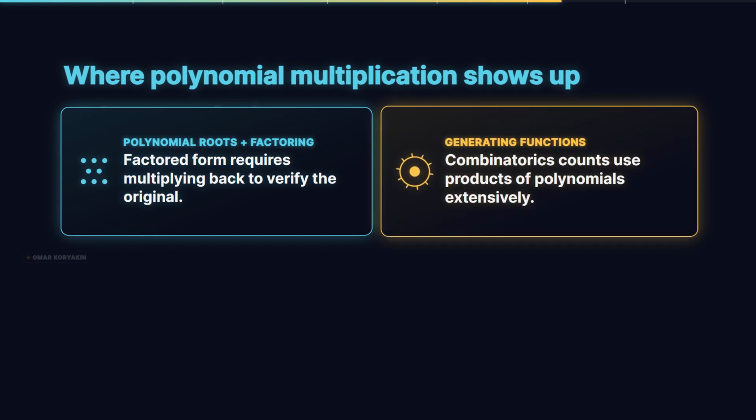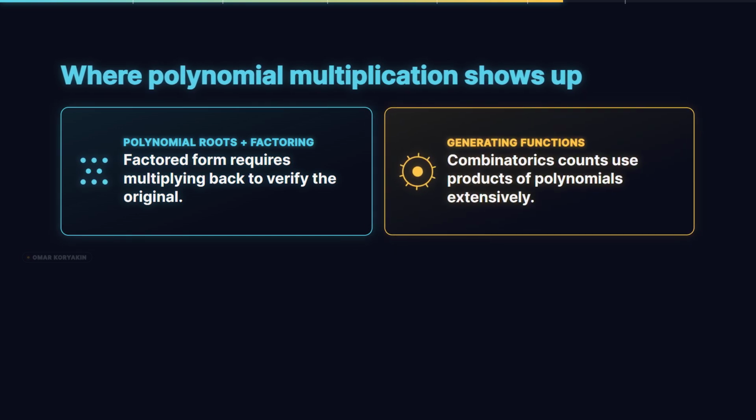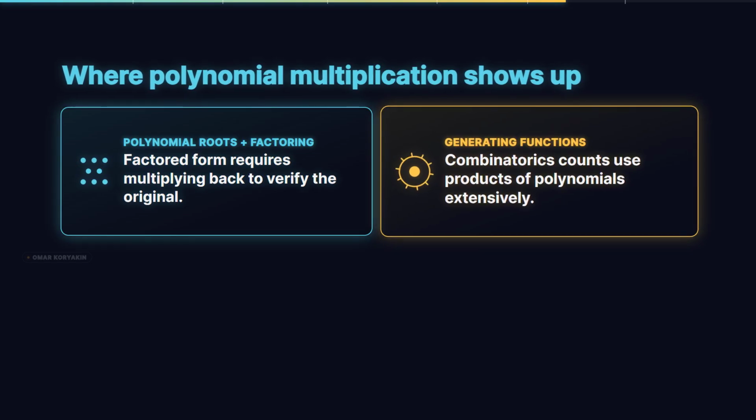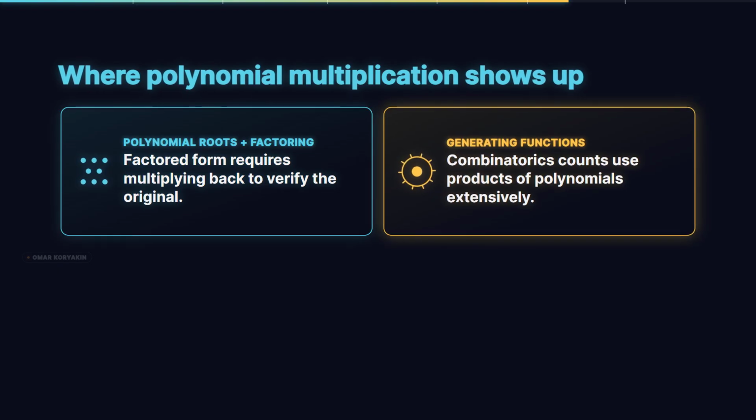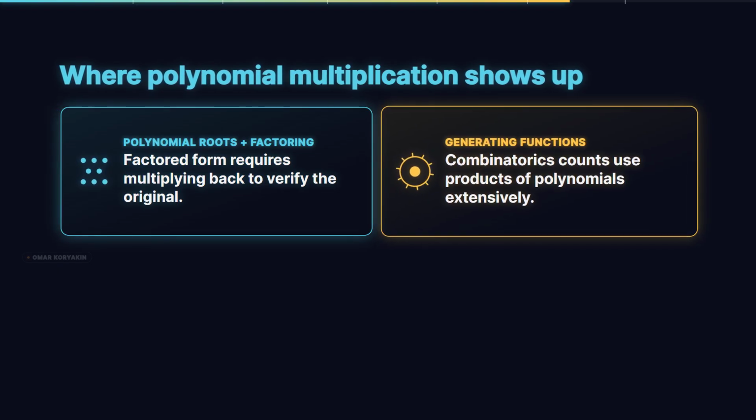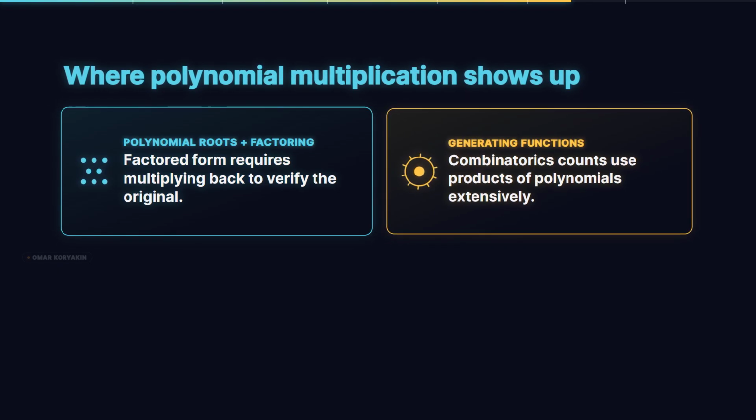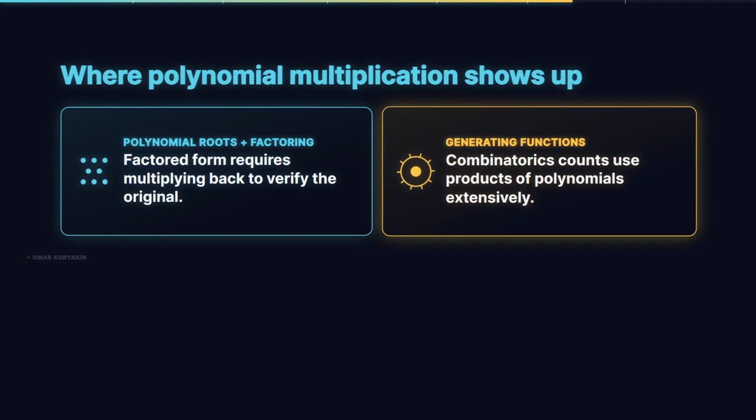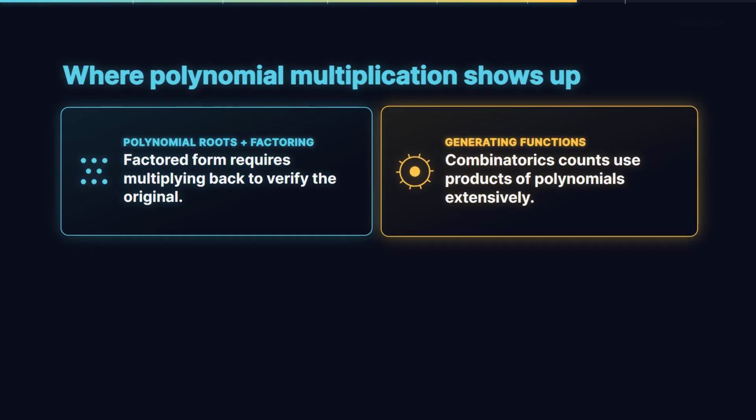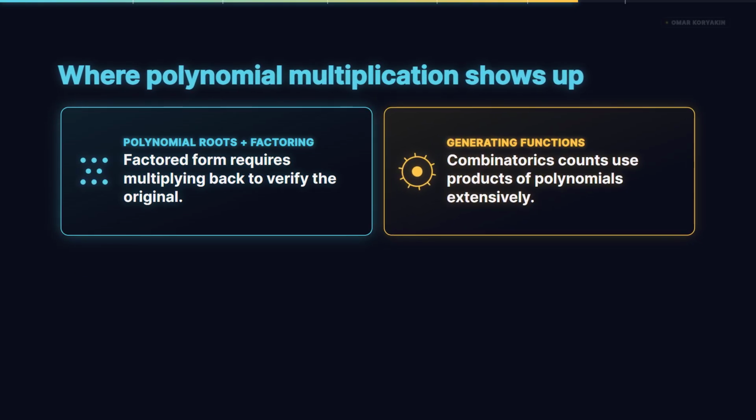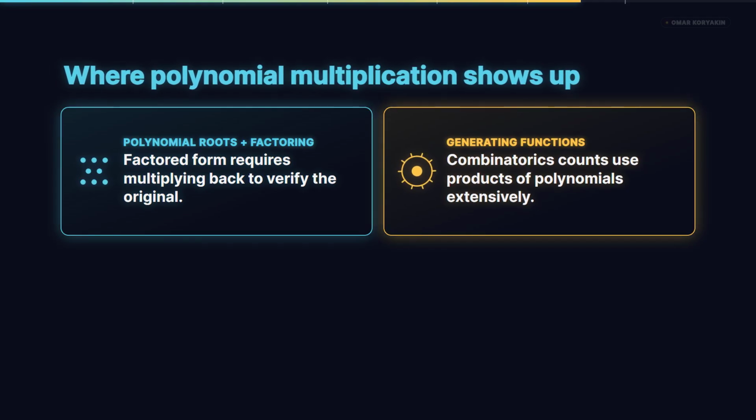In combinatorics and discrete mathematics, generating functions encode counting problems as polynomial expressions. To count ways of combining items from multiple sets, multiply the corresponding generating polynomials together and read off the coefficient of the target term. Generating functions are a powerful technique used in computer science algorithms, statistics, and pure mathematics, all built on top of polynomial multiplication.